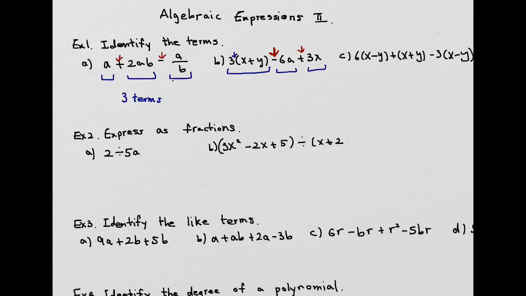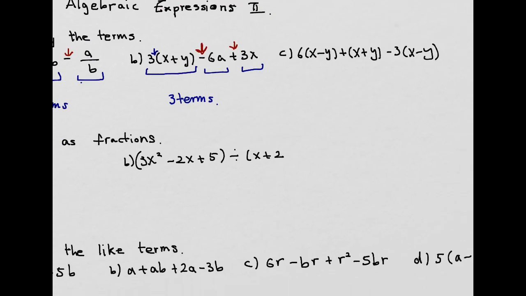The first term has a factor, 3 times x plus y. On the second factor, you have 2 terms. But from the whole picture, you have 3 terms. What about the next one?